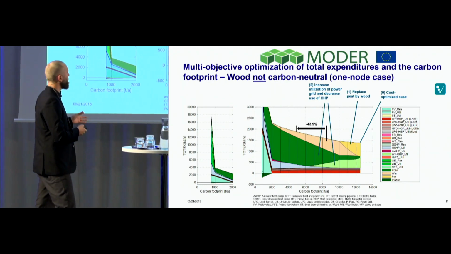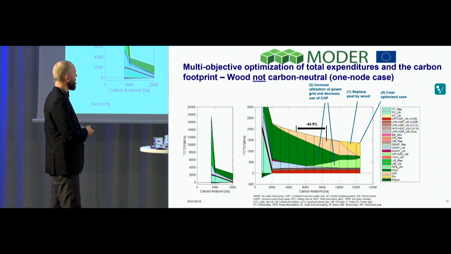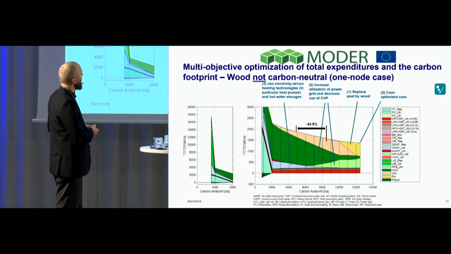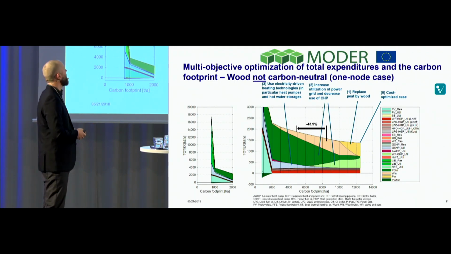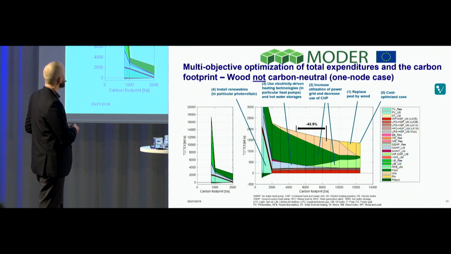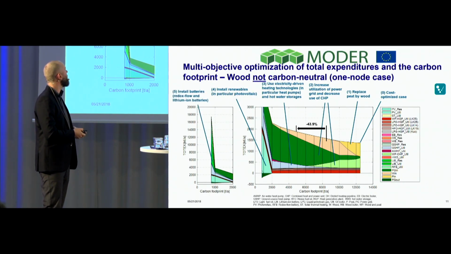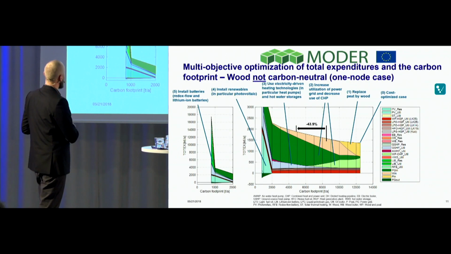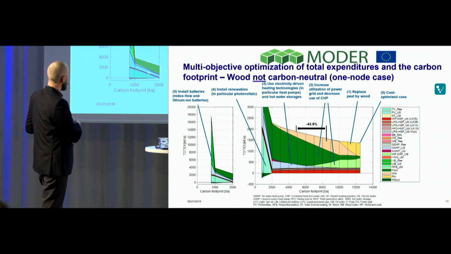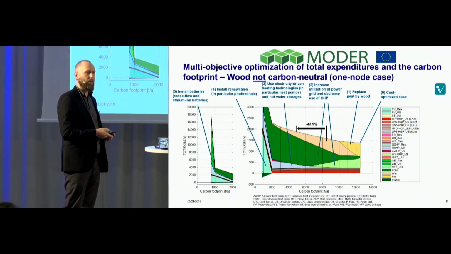And then if we want to reduce the carbon footprint even more, after this limit we will reduce the use of CHP and increase the use of electricity. And after that we will start to implement also heat pump technology, water-based heat pump technology. And then at the end here comes renewables, in particular photovoltaics. And the final one here, this is the same slide, but it has been scaled because the price will start to go really high.